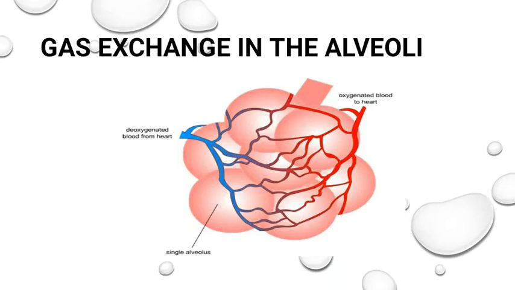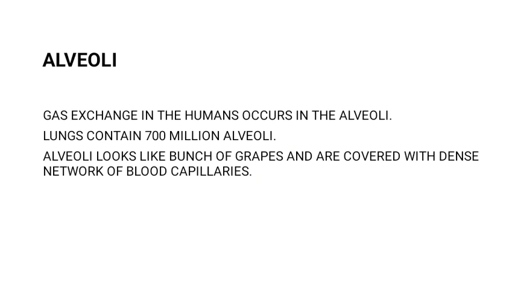Today we're gonna learn about gas exchange in the alveoli. Gas exchange in the human occurs in the alveoli. Alveoli are tiny air sacs which are present in the lungs. Our lungs contain 700 million alveoli. They look like a bunch of grapes and are surrounded by a network of blood capillaries.